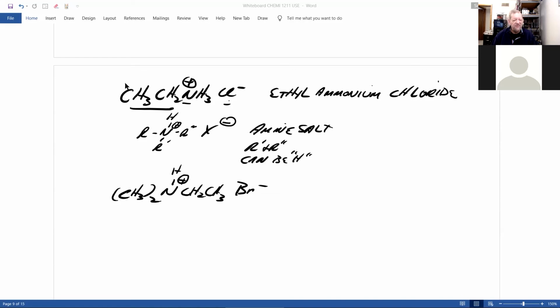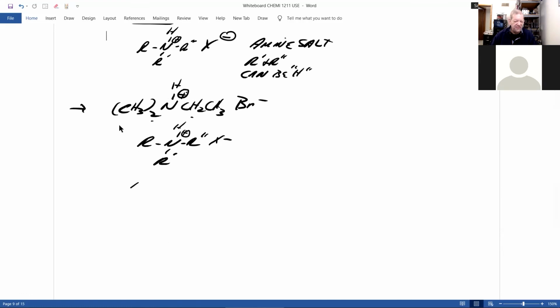All right. Let's take a look at this. And how do you name this compound? Well, I've got a positive charge, and I've got 3 alkyl groups on nitrogen and a hydrogen. And this is an amine salt. Now, how do we name it?